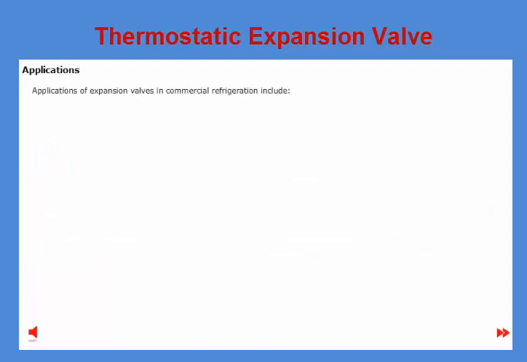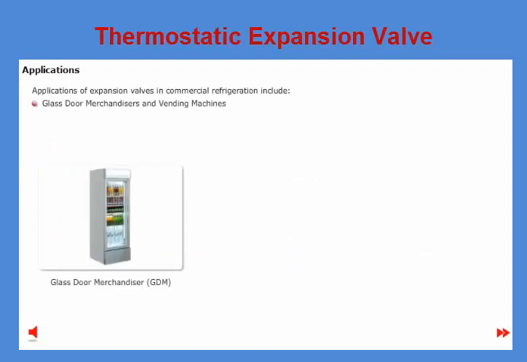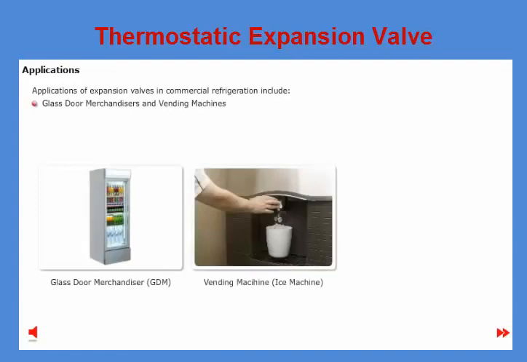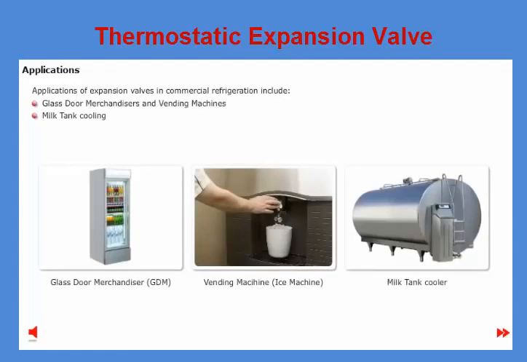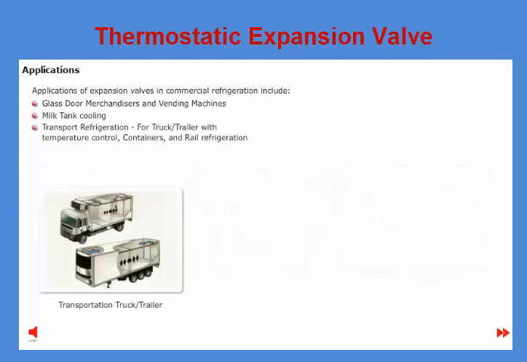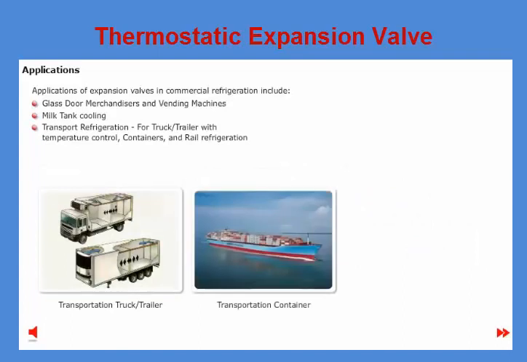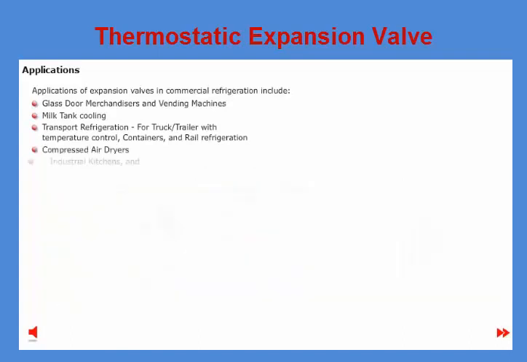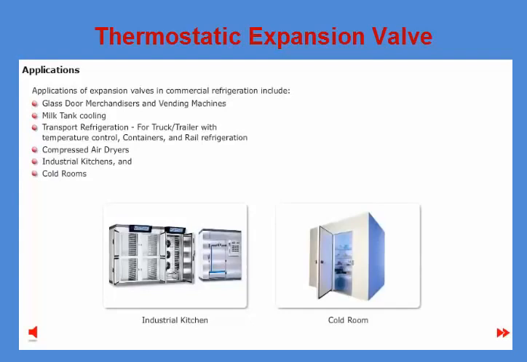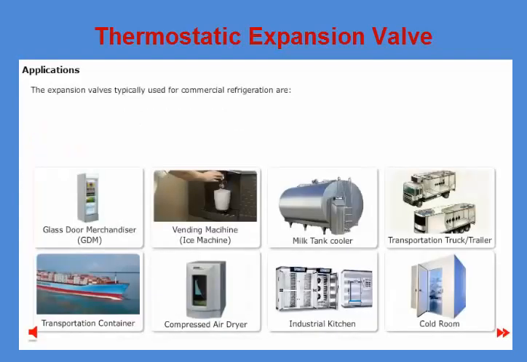Typical applications for expansion valves in the commercial refrigeration section include glass door merchandisers and vending machines, milk tank cooling, transport refrigeration, for trucks or trailers with temperature control, containers, and railway refrigeration, along with compressed air dryers, industrial kitchens, and cold rooms. The expansion valves typically used for commercial refrigeration are T2, TE2, TU-TC, TGE, and TE5-55.